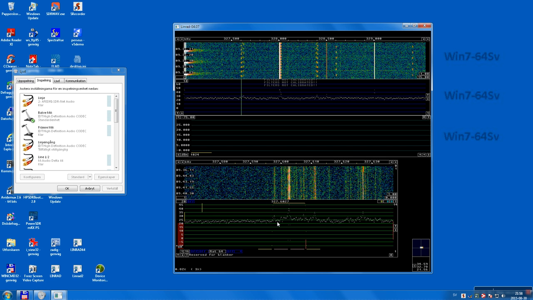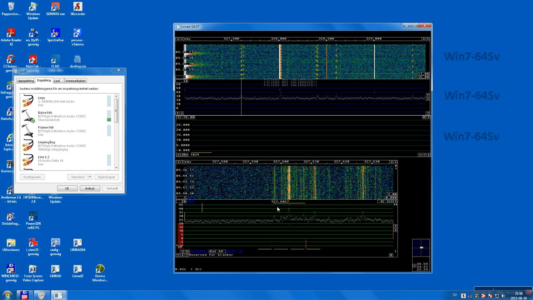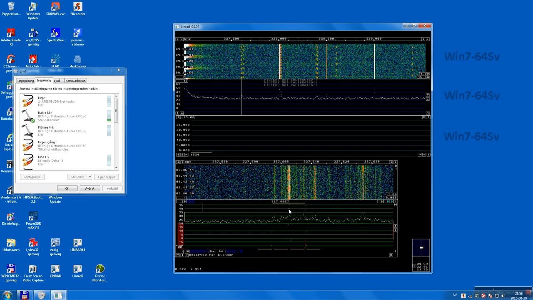327.6, or more precisely .6027. So the carrier of the sideband is here.